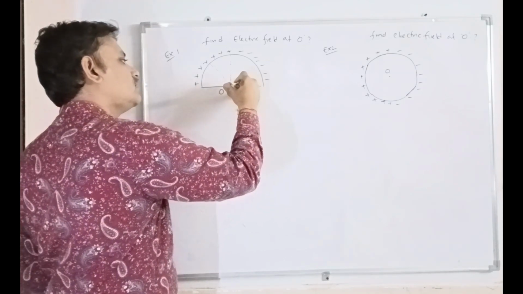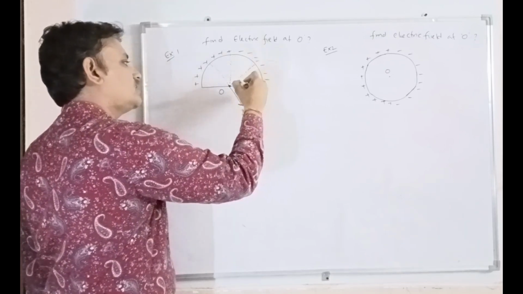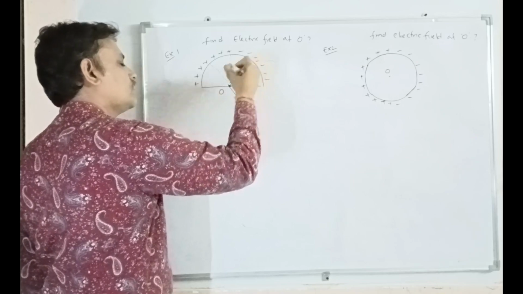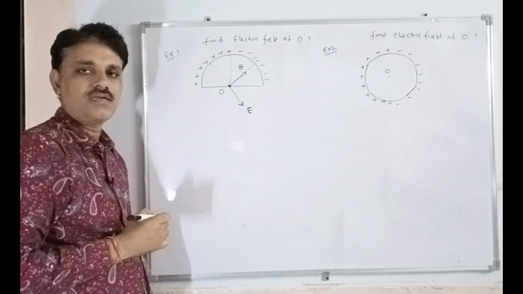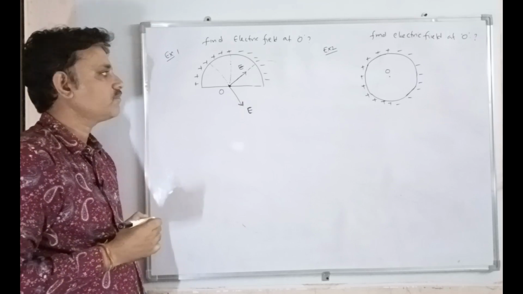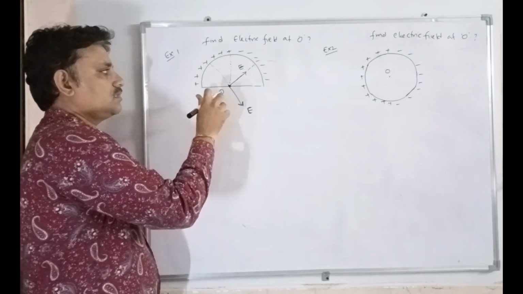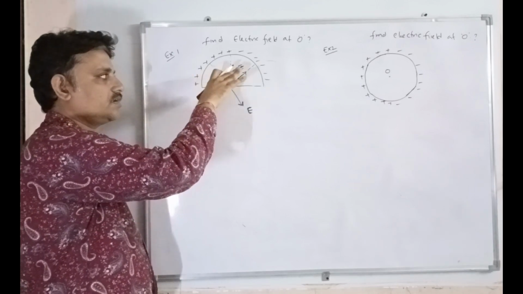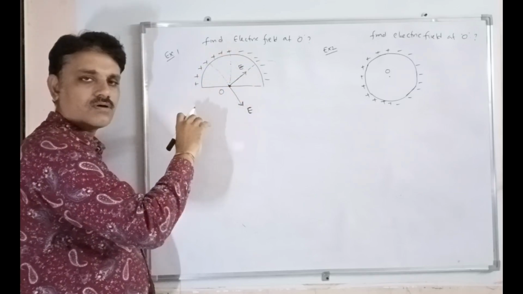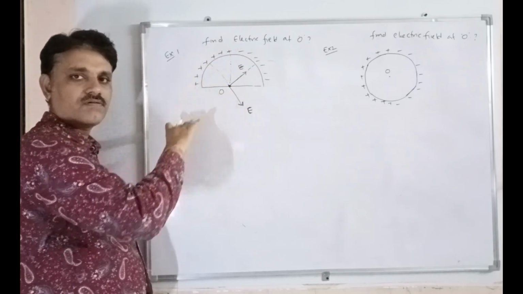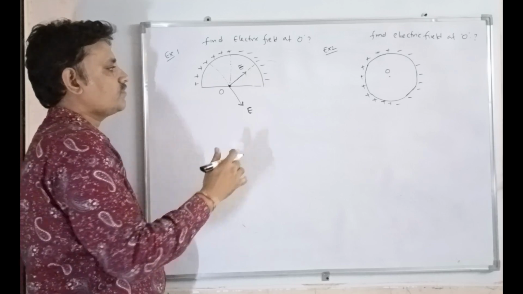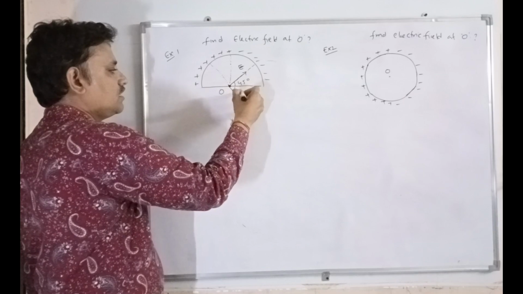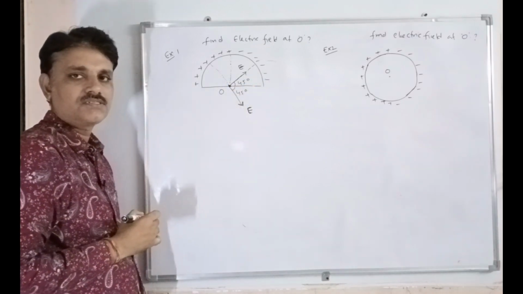And this is the negatively charged quadrant, and this is the direction of electric field E with respect to the negatively charged quadrant. Because the electric field direction is from positive to negative, the electric field is towards the negative in case of a negatively charged quadrant and away from the positive in case of a positively charged quadrant. And the angle is 45 degrees because this is semicircular.